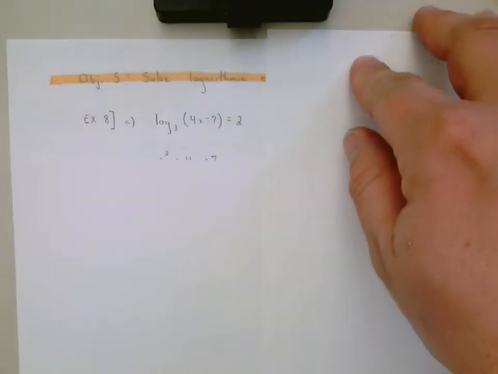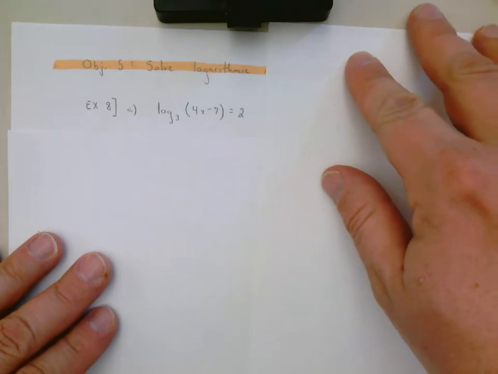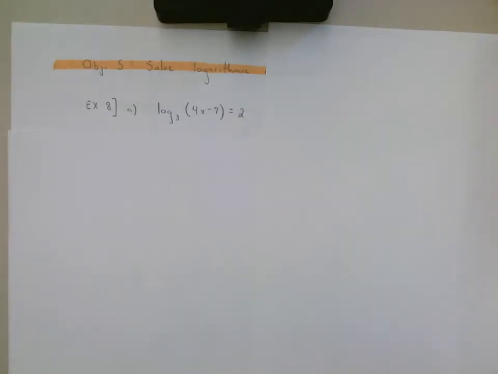Remember that a logarithmic equation is an equation that contains a logarithm, and solving means to find the value of the variable that makes that equation true. So we're going to look through multiple examples of solving logarithmic equations. The first example, this is 8a from our Sullivan and Sullivan textbook, tells us log base 3 of the quantity 4x minus 7 is equal to 2.